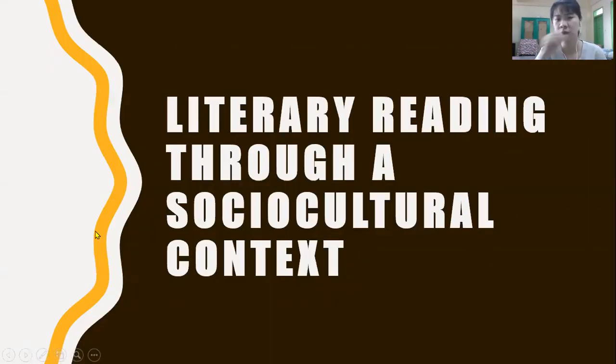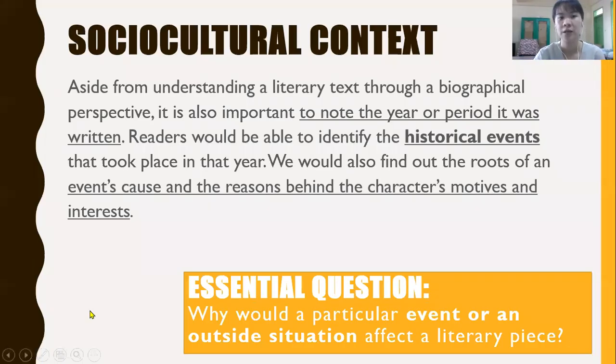Moving on to the next one, we have literary reading through a socio-cultural context. So from the word socio-cultural, aside from understanding a literary text through a biographical perspective, it is also important to note the year or period it was written. Readers would be able to identify the historical events that took place in that year. We would also find out the roots of an event's cause and the reasons behind the characters, motives, and interests.